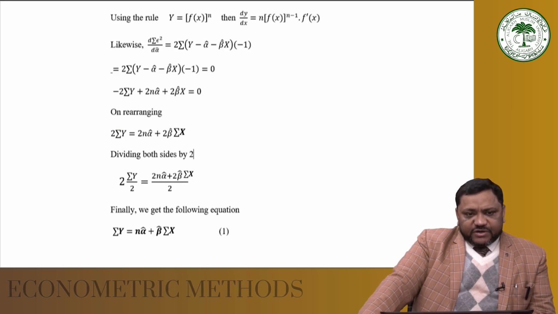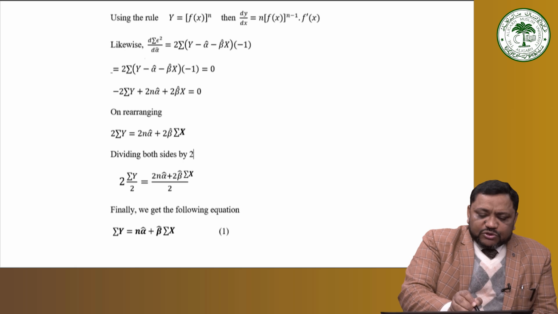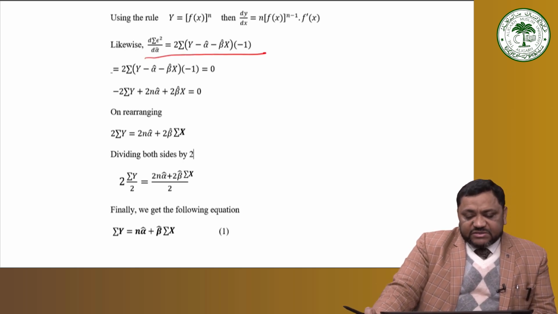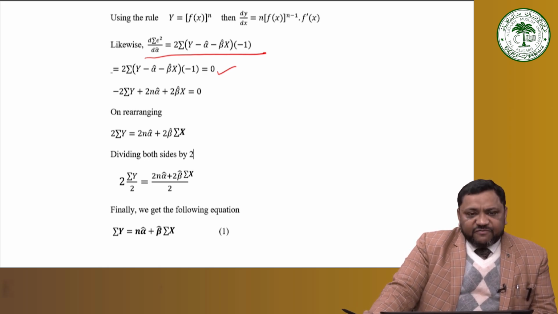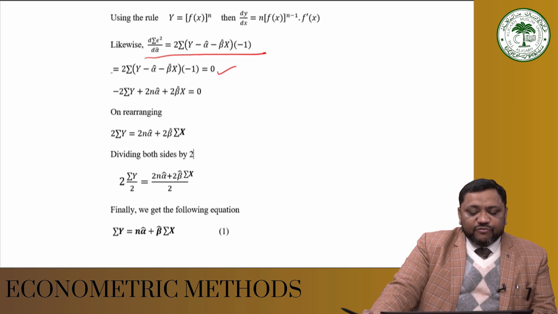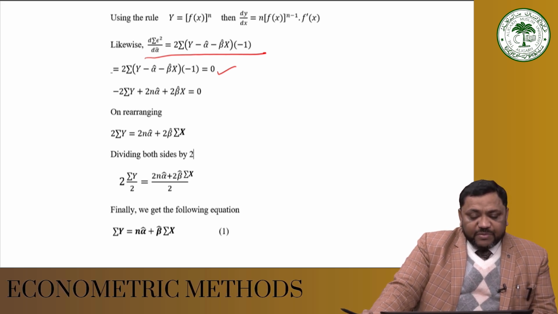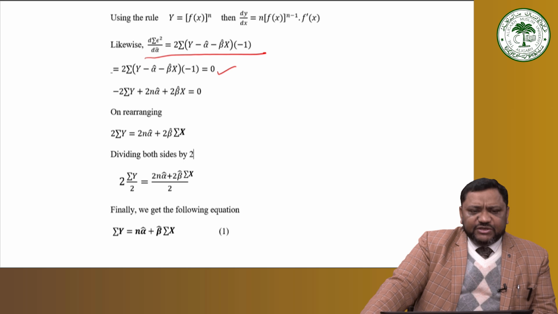When we differentiate it, the derivative of summation e square with respect to alpha hat is equal to 2 summation, bracket y minus alpha hat minus beta hat x, multiplied by minus 1, is equal to 0. If we open the brackets, we finally have minus 2 summation y plus 2n alpha hat plus 2 beta hat summation x is equal to 0. We take the 2 summation y, which is in the negative sign, to the left hand side. So 2 summation y is equal to 2n alpha hat plus 2 beta hat summation x.